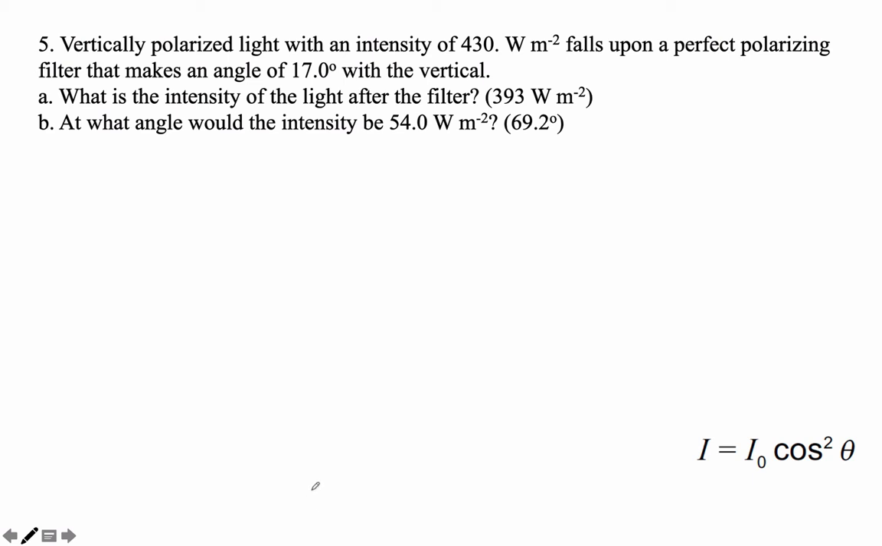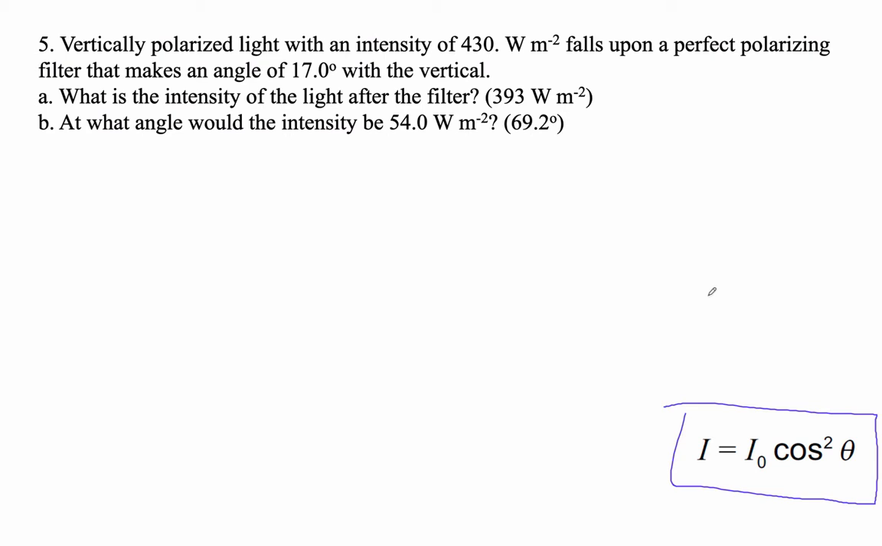Vertically polarized light with an intensity of 430 watts per square meter. So this light is already polarized, and this is the intensity of the polarized light. It falls upon a perfect polarizing filter. By perfect, I mean it obeys this law, right? Malus's law. Is that how you pronounce it? I don't even know.